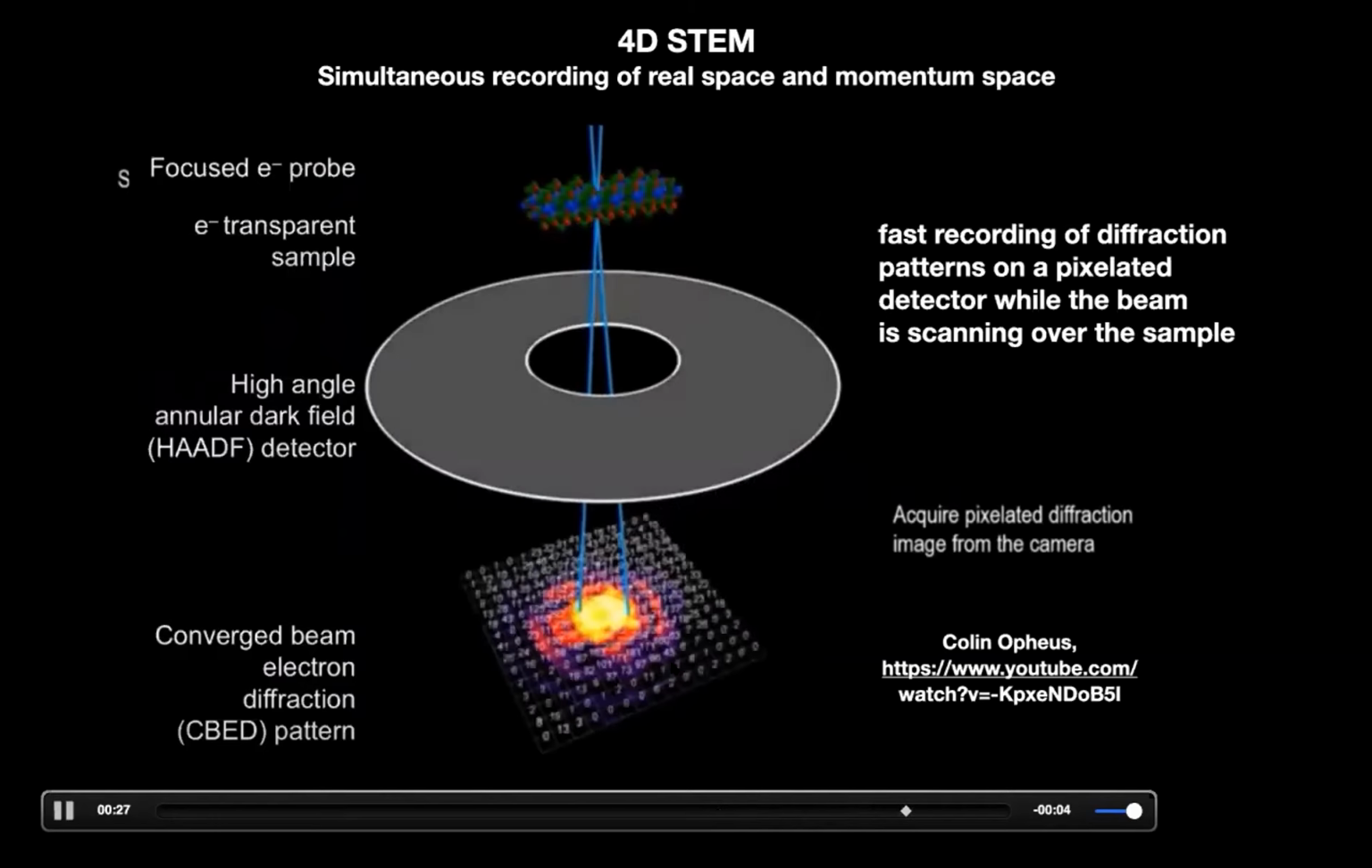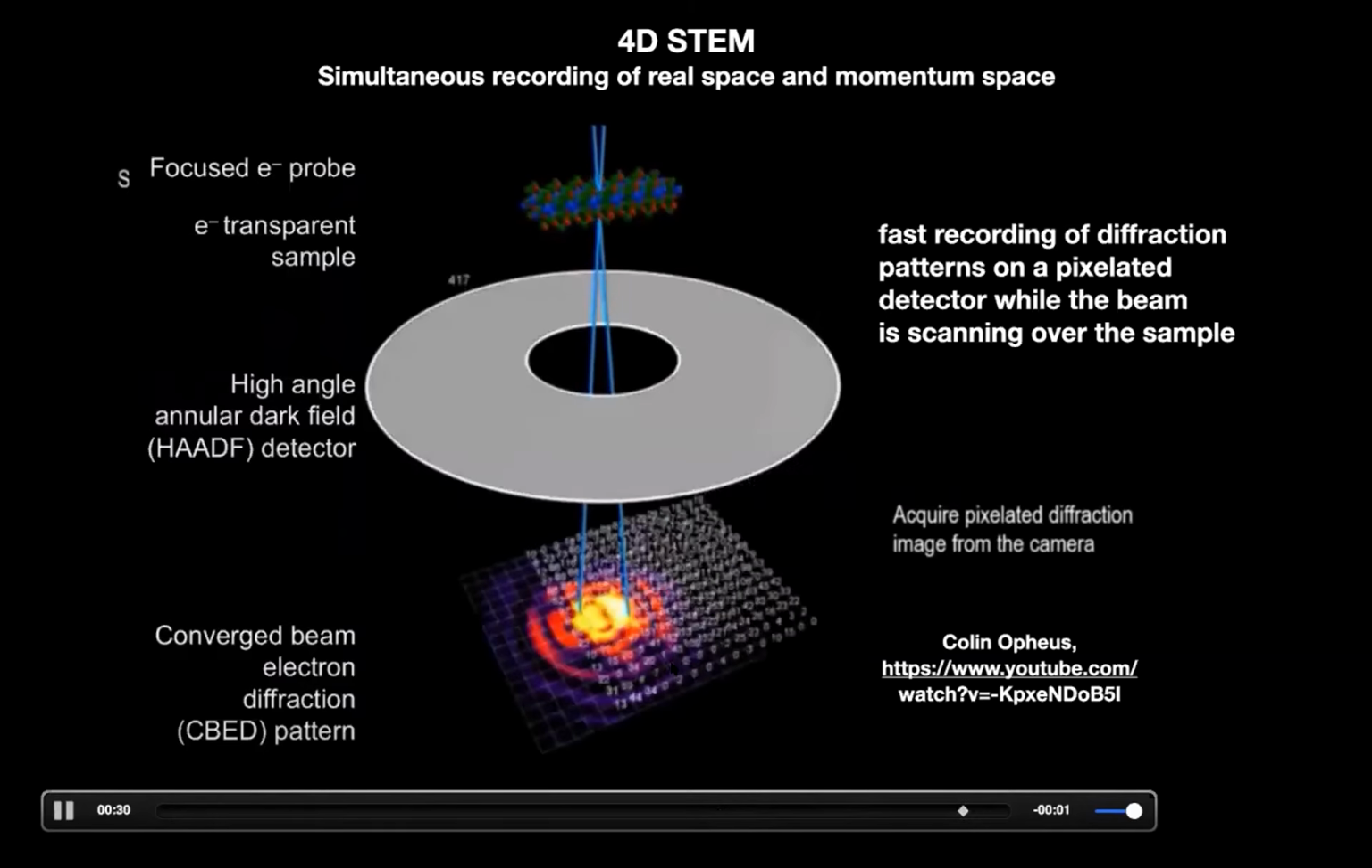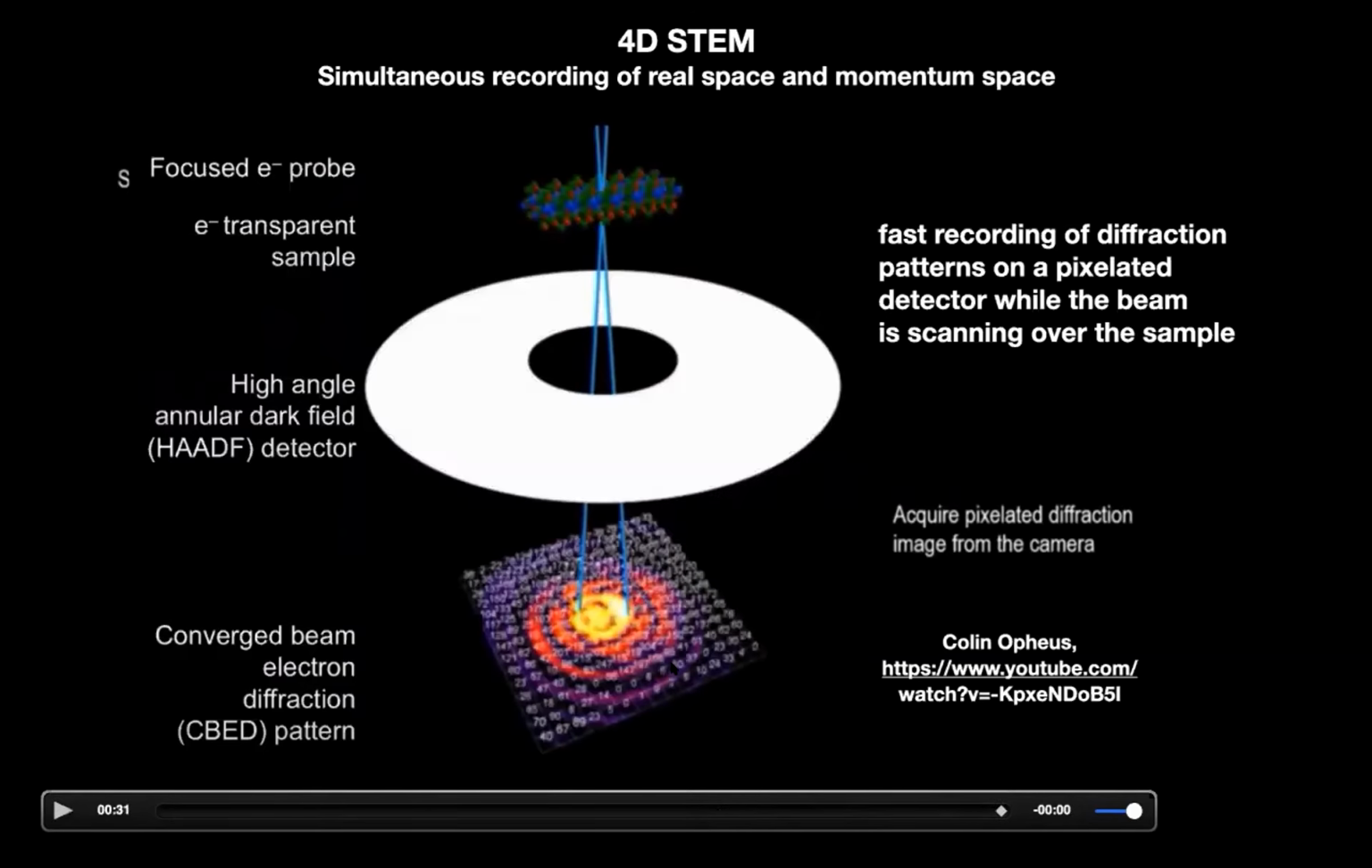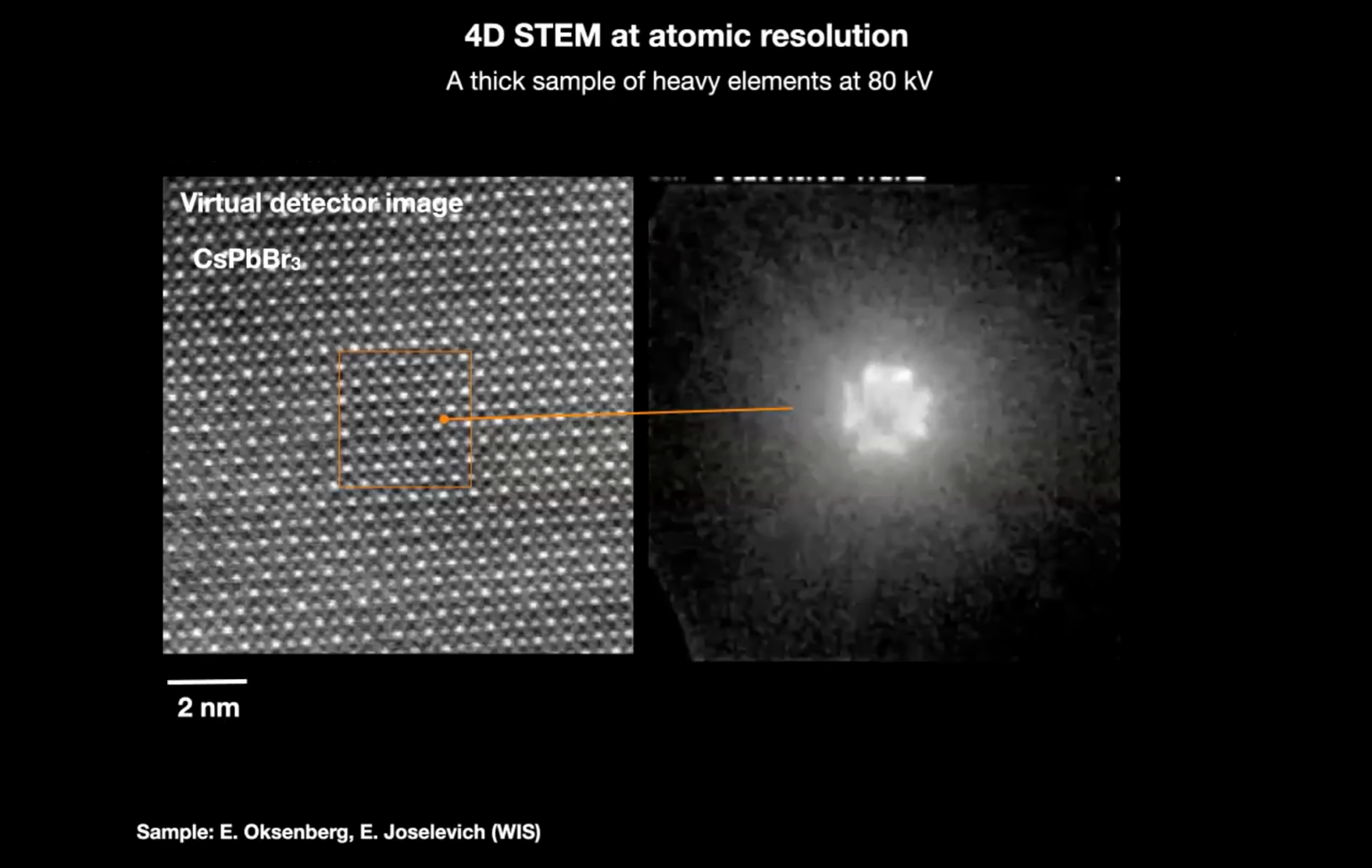So what you collect in this case is the XY information of the scan on the sample, plus the momentum transfer information in X and Y direction. And therefore it's called 4D STEM. What it looks like in reality is shown here on this slide.